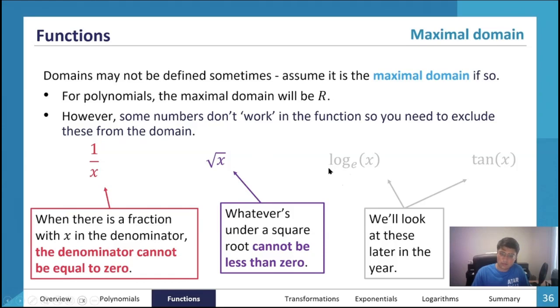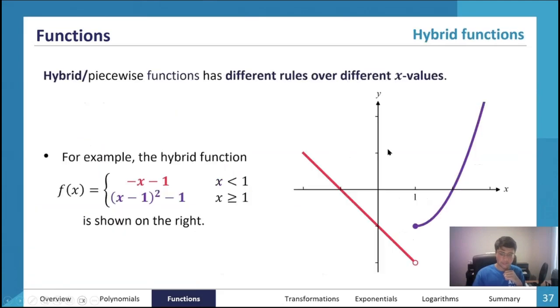Other functions that have restricted maximal domains are the natural log of x and the tangent of x. You may have had experience with the tangent of x previously, and we're going to look at the natural logarithm of x later in this lecture. We've also got hybrid functions. These are also called piecewise functions, and they're set apart from your traditional functions by the fact that they have different rules over different x values.